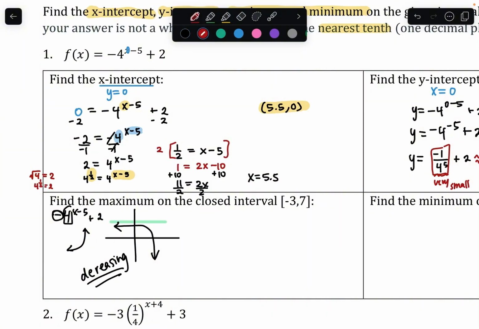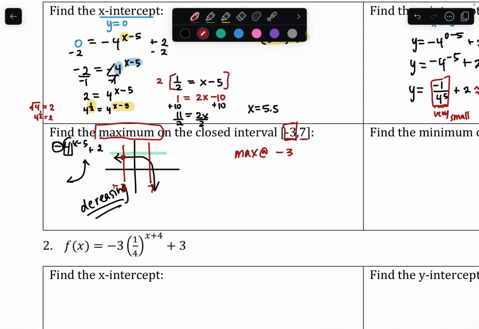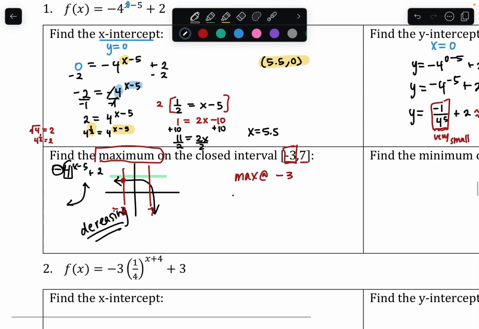And so that means when I'm looking at the interval from negative 3 to 7, our maximum is going to occur at the left endpoint. So we just need to plug in the negative 3. So the max at negative 3, because it's decreasing the further we go to the right. And so we are plugging in negative 3 to our function for the x, which gives us negative 4 to the negative 8 power plus 2.